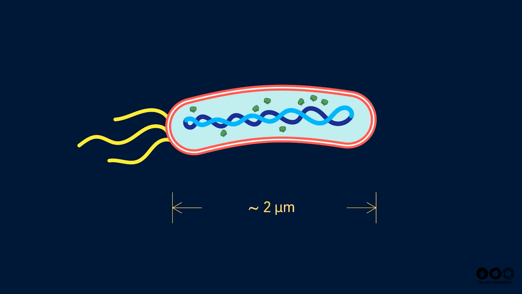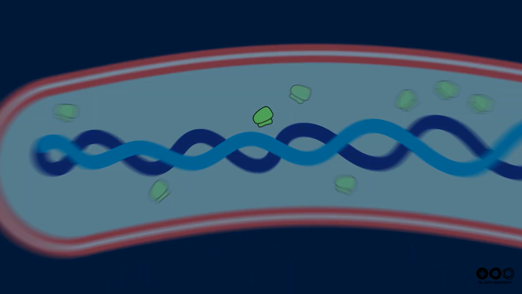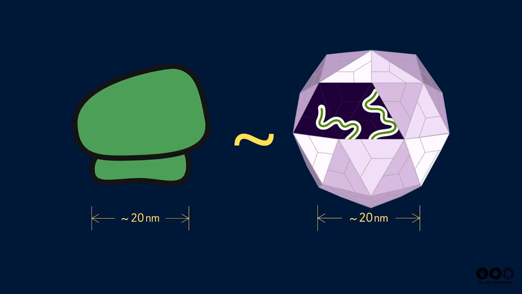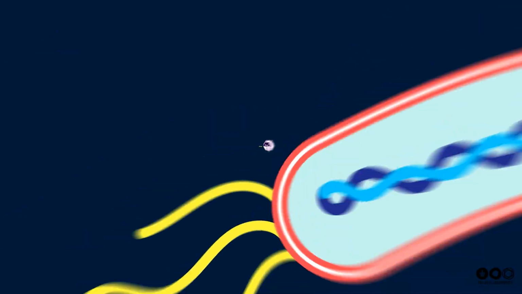One thing common to all cells and all bacteria is that they contain ribosomes. These are about 20 nanometers wide. Now, polio is a very small virus, just about the size of a ribosome.